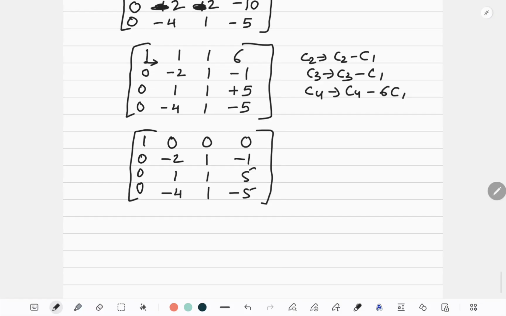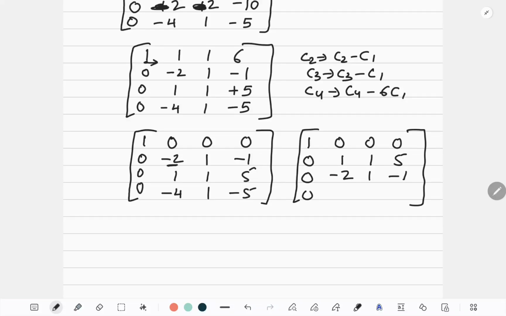Now what is the next thing? I should move diagonally and make this minus 2 as 1. But instead of struggling with that, I can swap my row 3 and row 2. So if I swap, what will I get? 1 0 0 0, 0 1 1 5, 0 minus 2, 1 minus 1, 0 minus 4, 1 minus 5.